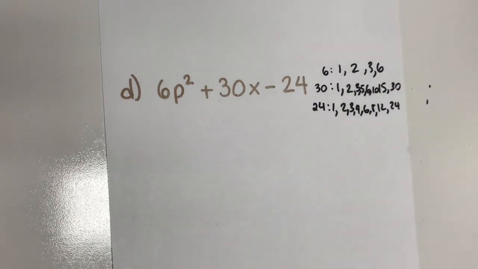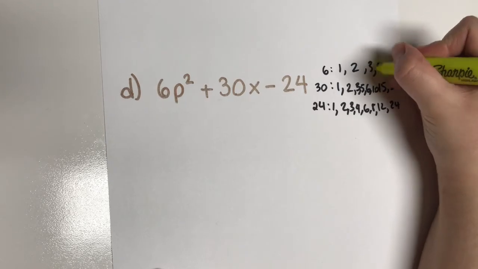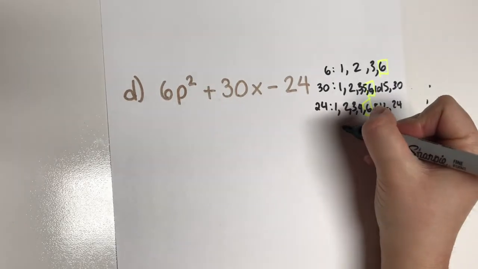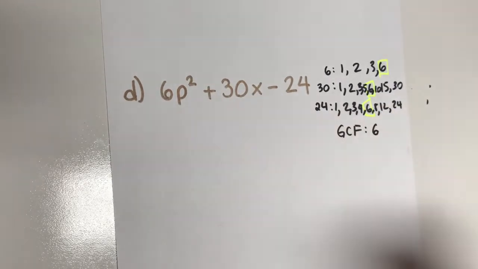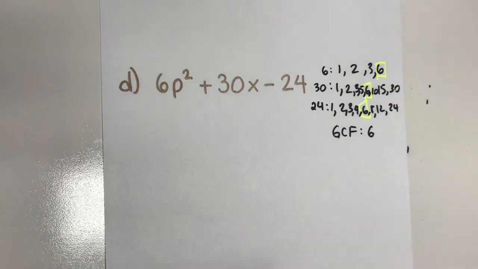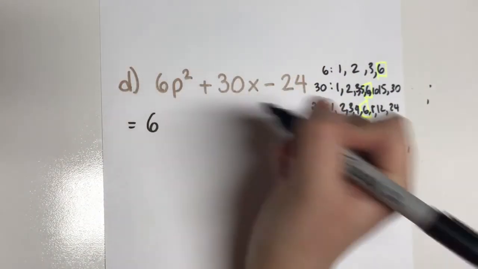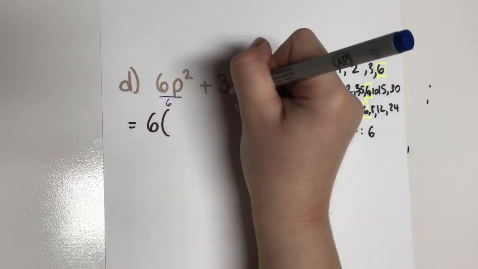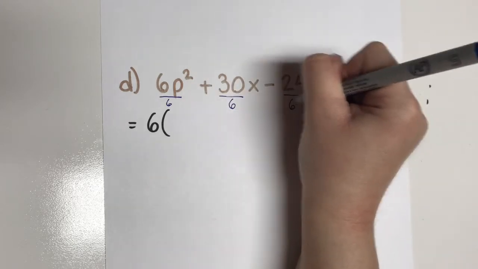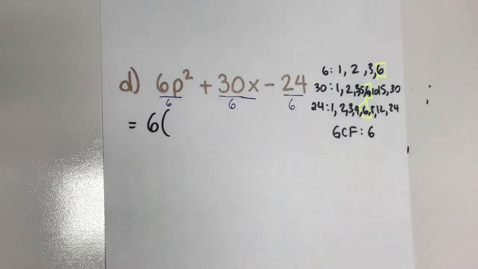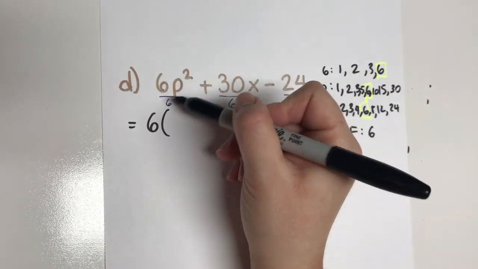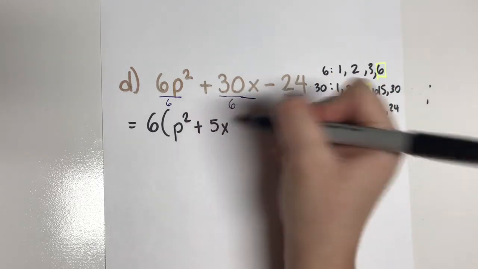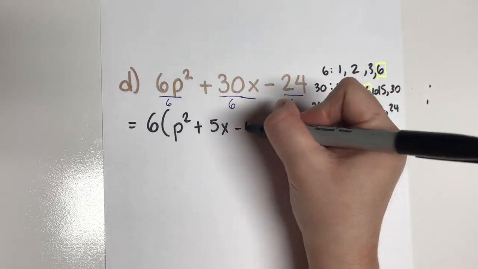So we notice that the greatest common factor, the biggest number there, is 6. So that means the GCF is 6, and that's what I'm going to factor out. I'm going to bring the 6 to the front, and then left over in brackets, I'm going to divide each term by 6. I'm left with 6p squared divided by 6 is p squared. 30x divided by 6 is 5x. And -24 divided by 6 is -4.